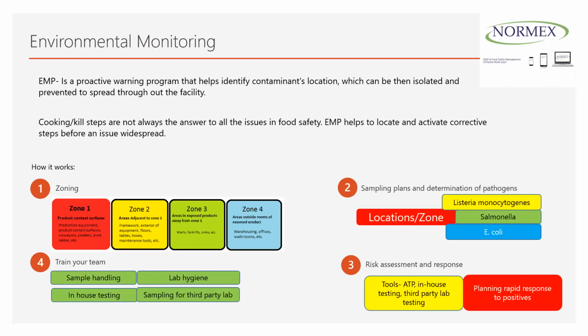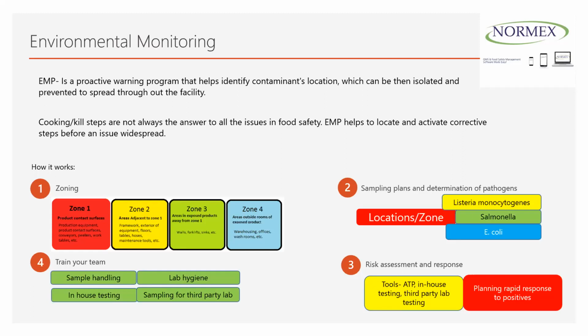And zone 4 would be your warehouses, your offices, your washrooms. These are the areas outside your exposed products. So your dispatch area could be an example of zone 4.